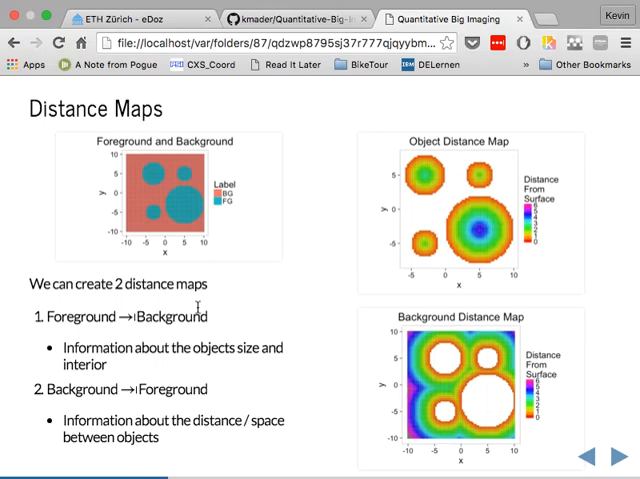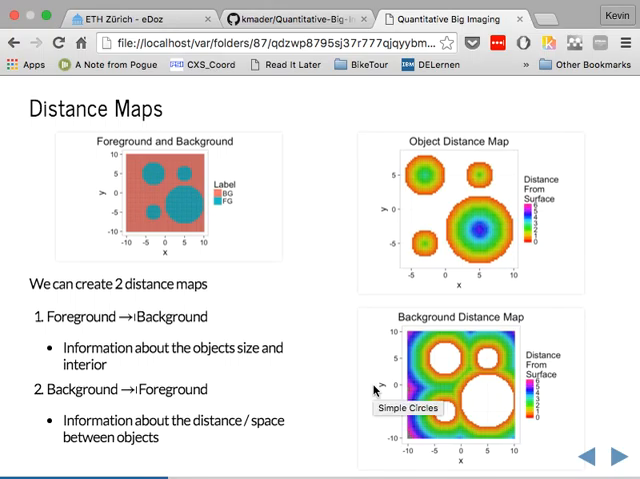Cool. So now, with the distance maps, we did the foreground and background, where we had the beads as the foreground and that as the background. But actually, we can create 2 distance maps from this black and white image. Instead of assigning this foreground and that background, we can flip those definitions. What we did before, the foreground to background, tells us about the object size and the interior. The background to foreground then tells us about the distance or space between objects. And so we get these 2 maps out.